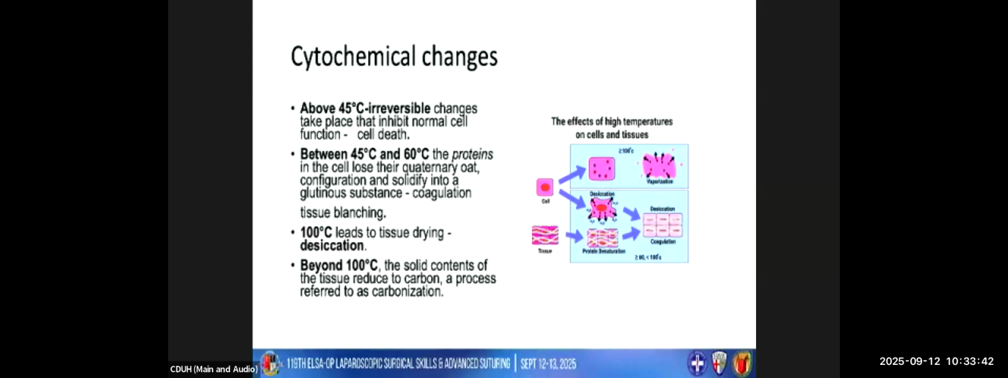Between 45 and 60 degrees, the proteins in the cell lose their quaternary configuration and solidify into a glutinous substance. This process is termed coagulation. It is usually accompanied by tissue blanching. Further increasing the temperature up to 100 degrees leads to tissue drying. This process is called desiccation. If the temperature is increased beyond 100 degrees centigrade, the solid contents of the tissue reduce to carbon, a process called carbonization. Therefore, tissue damage depends not only on the temperature, but also on the length of exposure to heat.